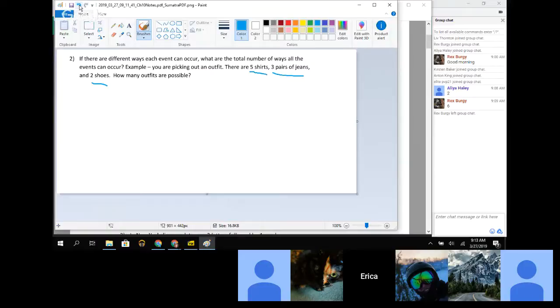So we're going to use the fundamental counting principle, right? There are 5 different possibilities for shirts, we have 3 different possibilities of jeans, and we have 2 different possibilities of shoes. And so if we multiply that all together, we end up with 30 possible outfit combinations.